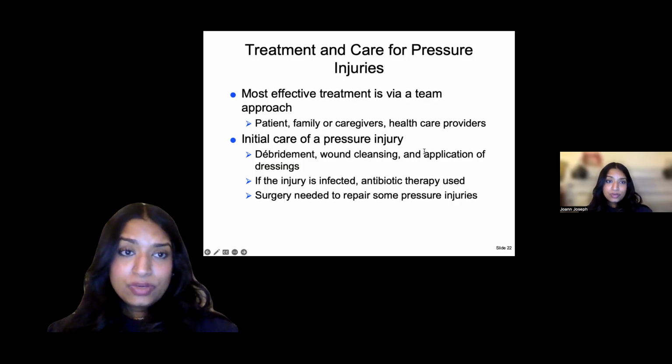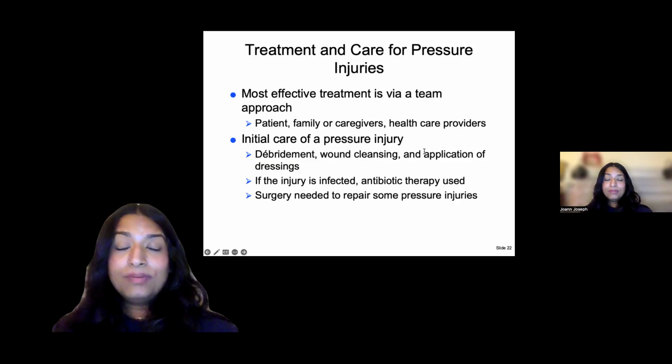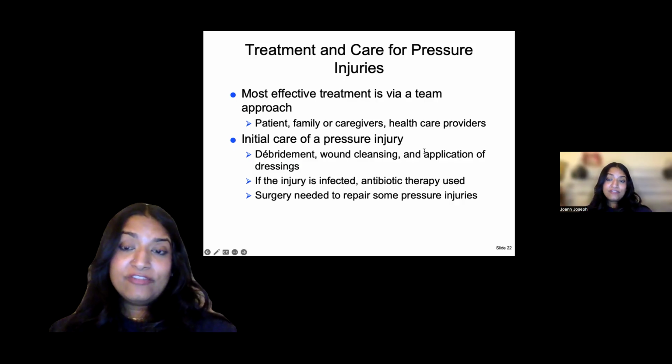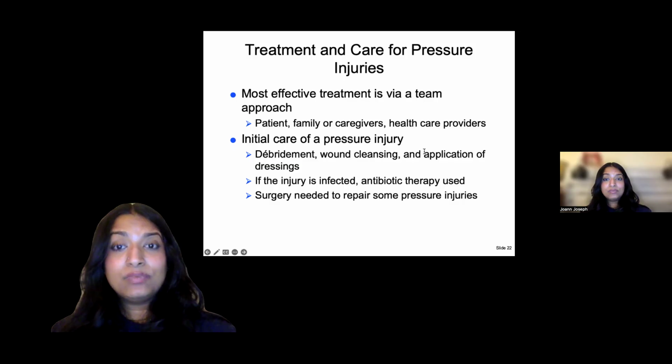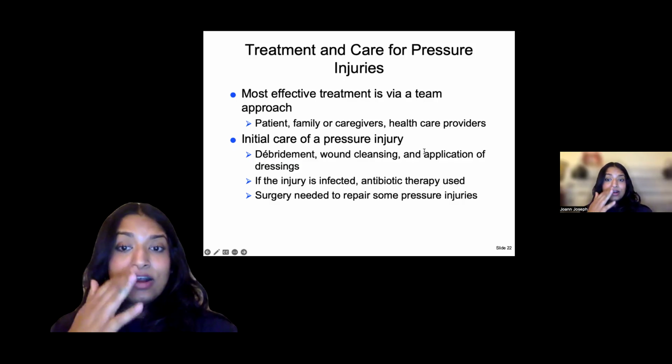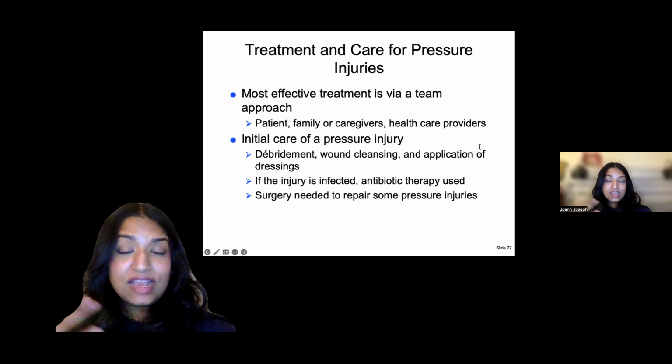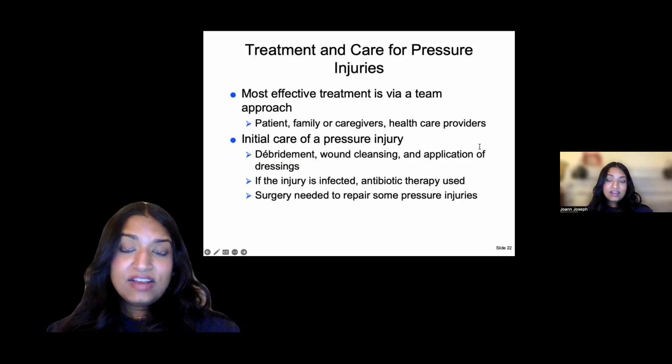The plan that you're going with to treat these injuries has to be consistent, and it also has to be a plan that the patient will follow, according to their family preferences, goals, and what the patient's abilities are. Always educate the patient on how pressure injuries develop, how to prevent it, and then how to prevent additional injuries if they already have one.